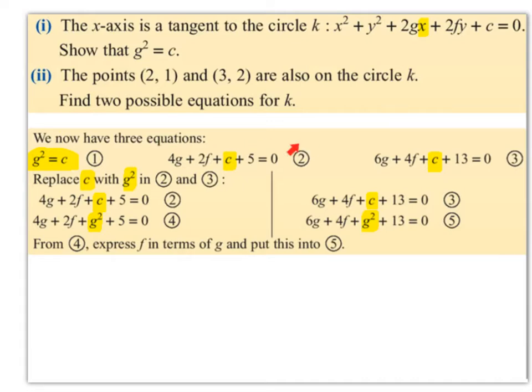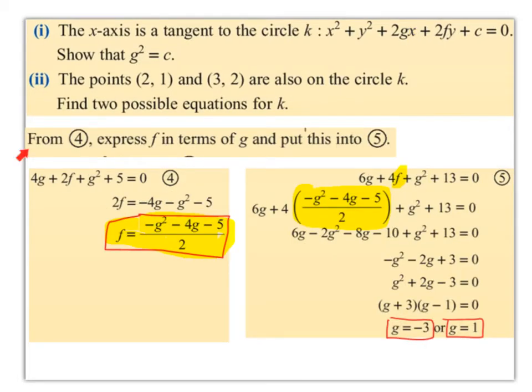So we're going to take equation 2 and equation 3 and we're going to replace the c with g squared in both of them. So we swap that c for g squared and we swap that c for g squared. So now we have equation 4 and equation 5. So from equation 4, we express f in terms of g, and then we put this into equation 5. We're going to put this into this equation.